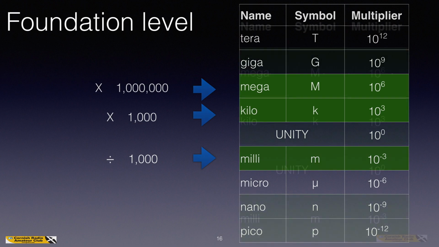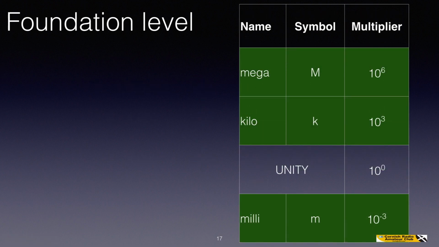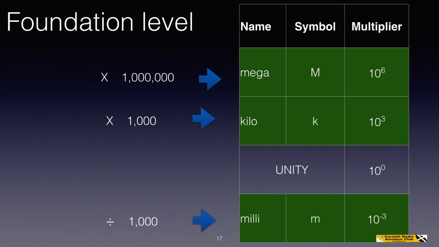So getting rid of the extraneous multipliers, here they are again. Mega times 1 million, kilo times 1000, and milli divide by 1000.